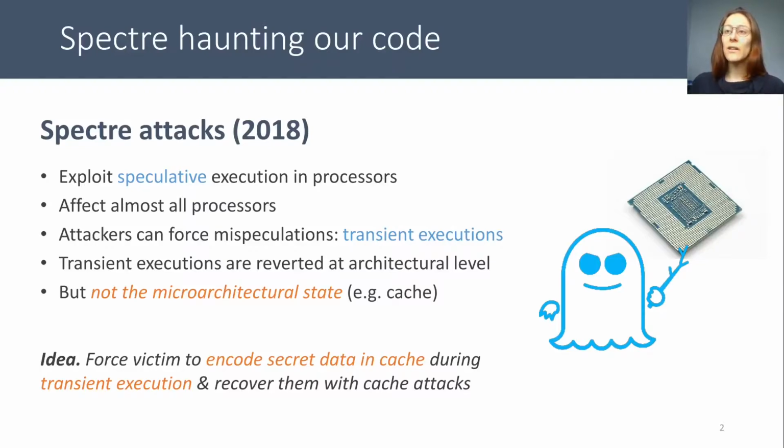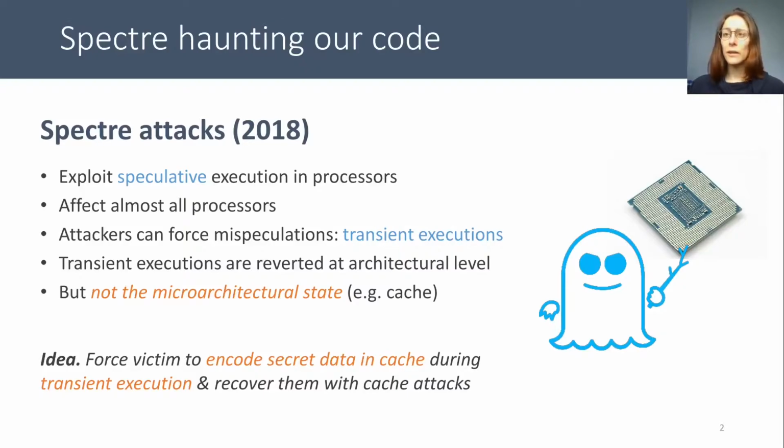Spectre attacks are microarchitectural attacks that were made public in 2018. They exploit speculation mechanisms that are implemented in almost all processors to improve performance. Basically, an attacker can force a misspeculation so that the processor executes the wrong sequence of instructions. These incorrect executions, called transient executions, are reverted at the architectural level, but changes to the microarchitectural state, for instance the cache, are not reverted. In the end, an attacker can use this mechanism to force a victim to encode secret data in the cache during transient execution, and later recover these secrets with cache attacks.